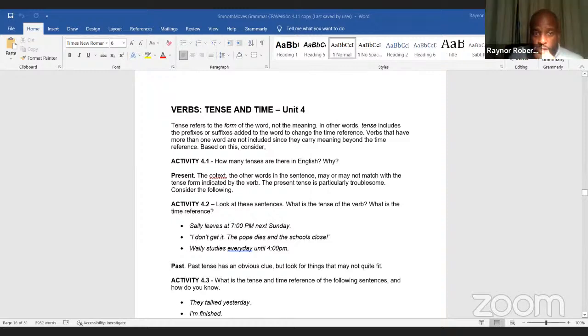All right. So if a student saw that, they will say that that's present, because we would teach a student Sally leaves, that's the present, right? Present tense. Present continuous. That's what we would tell the student. However, that's not what's really going on here, is it? So this demonstrates context. Sally leaves at 7 p.m. next Sunday. So the tense of the verb form is present, but the time reference is future.